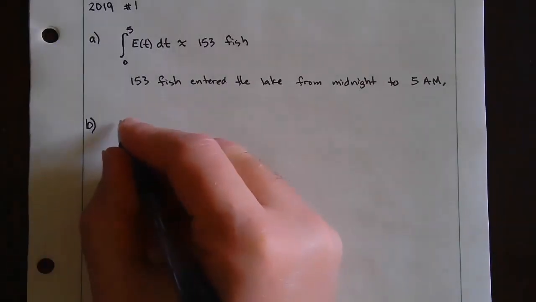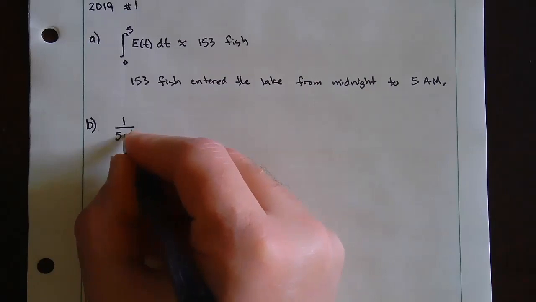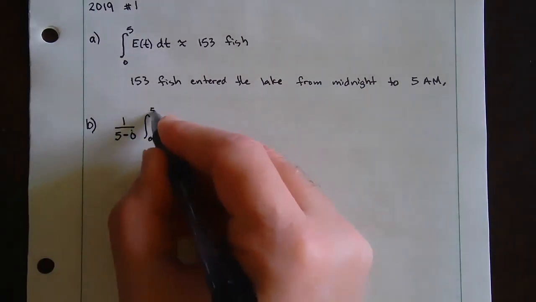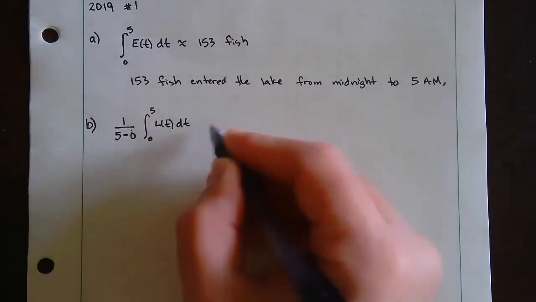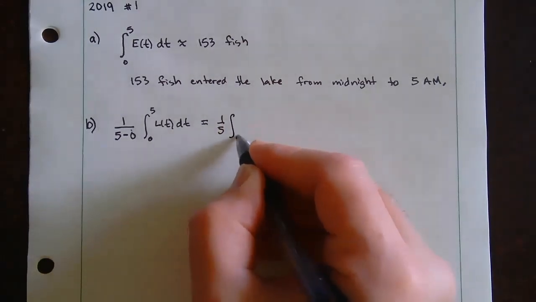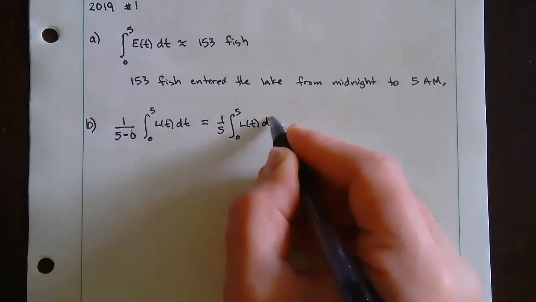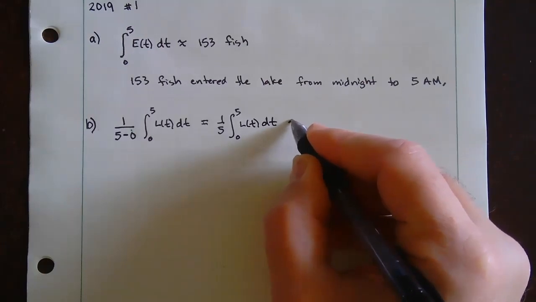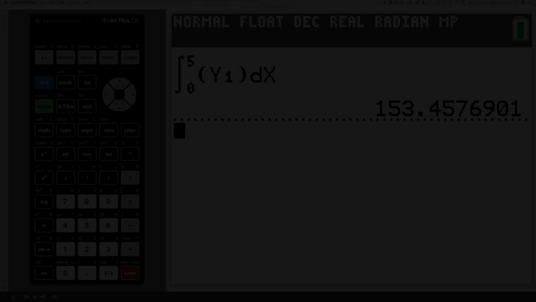For this one, what we want to do is integrate. First, we want to do 1 over 5 minus 0 times the integral from 0 to 5 of L of t dt. This is equivalent to 1/5 the integral from 0 to 5 of L of t dt. Then we can put this in our calculator, and we'll go back to the graphing calculator and figure this one out.